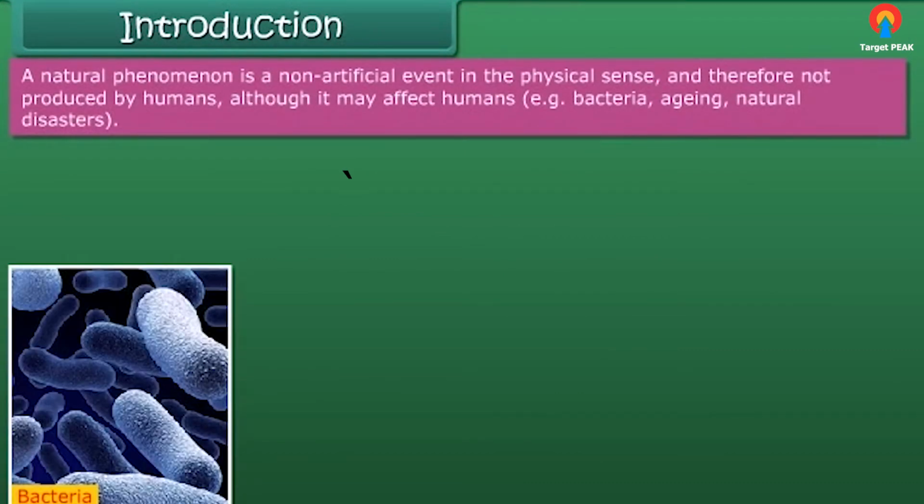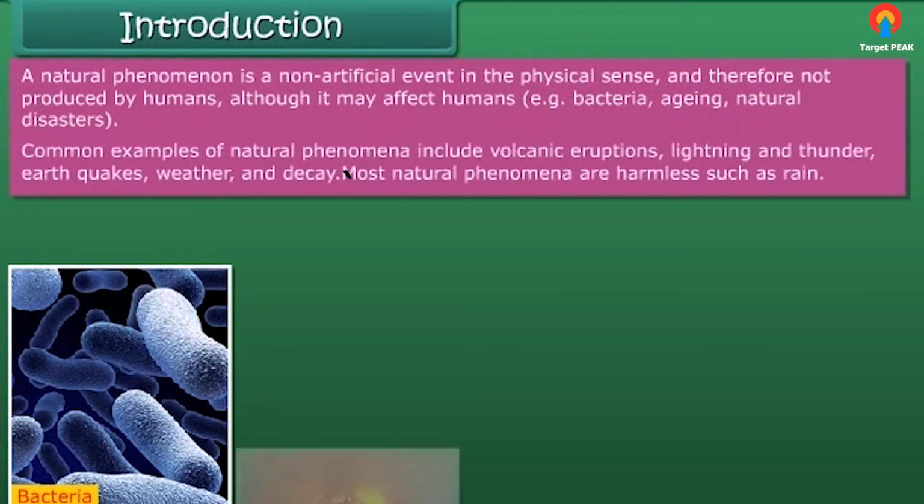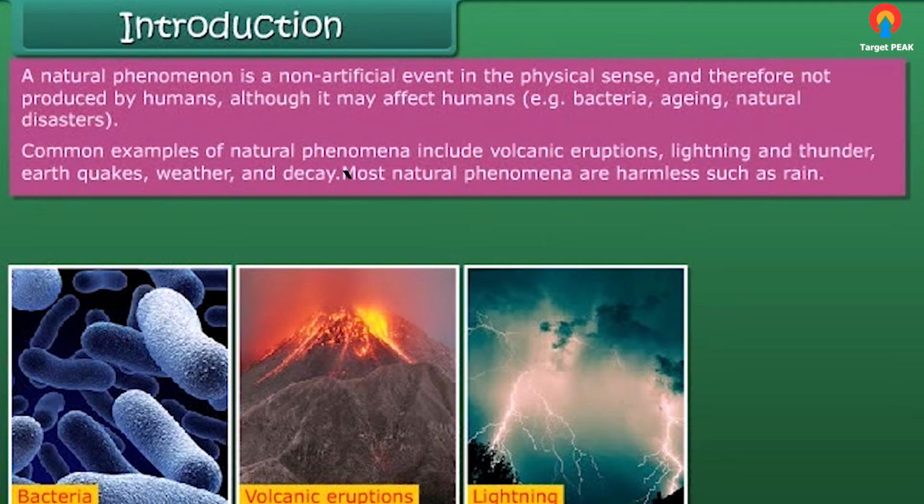A natural phenomenon is a non-artificial event in the physical sense, and therefore not produced by humans, although it may affect humans, that is, bacteria, aging, natural disasters. Common examples of natural phenomena include volcanic eruptions, lightning and thunder, earthquakes, weather and decay.